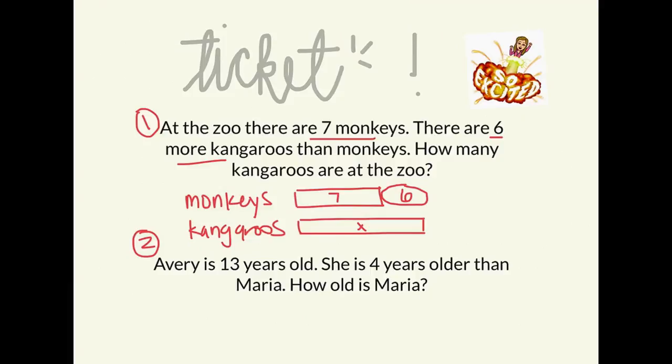Number 2 will be another one you'll need to solve. So you'll still need to solve and finish this problem. Number 2 says, Avery is 13 years old. She, meaning Avery, is 4 years older than Maria. So how old is Maria? Again, please make sure to draw those comparison bars for me and then solve the problem to write down your answer as well. Good luck!